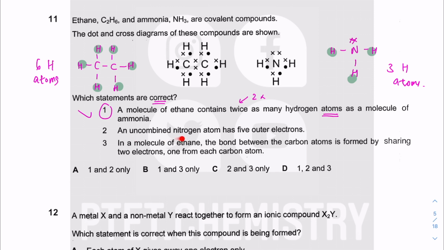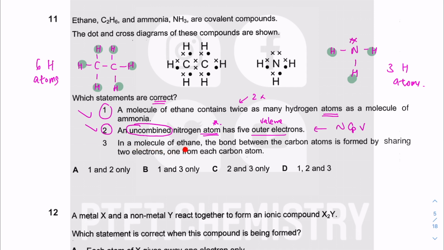And uncombined, meaning not bonded, and this is an atom. So the key thing is atom. You have 5 outer electrons. Well, 5 outer electrons means 5 valence electrons. Nitrogen is group 5, so it has 5 valence electrons. That is correct when it is not bonded to anything, as an atom.